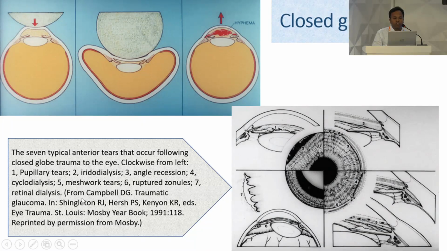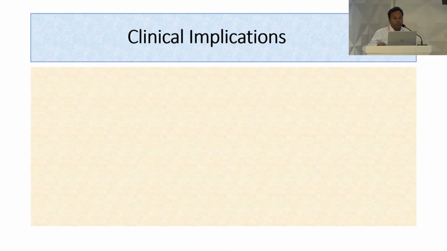In closed globe injury, as you know there are 7 rings, and the ball can damage from the anterior segment to the posterior segment, involving all the rings: iridodialysis, cyclodialysis, and at last retinal dialysis. So from this study, what is the clinical implication?